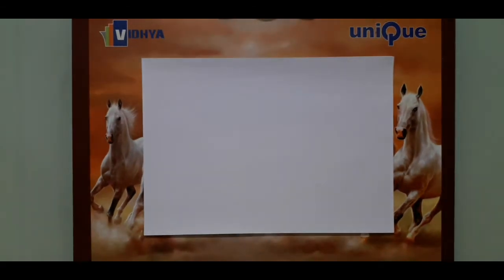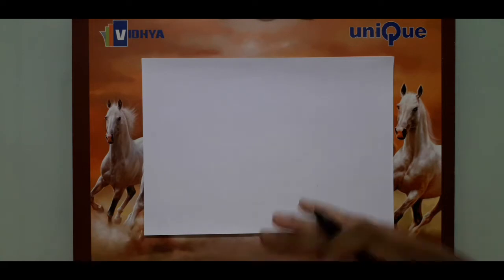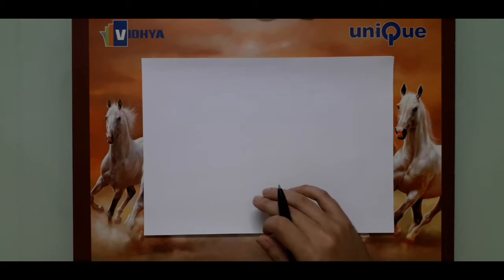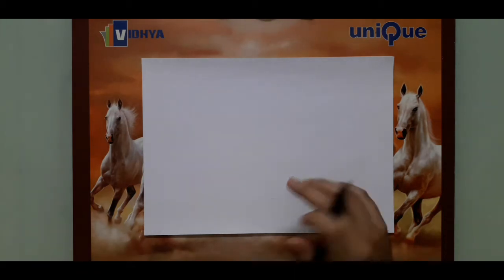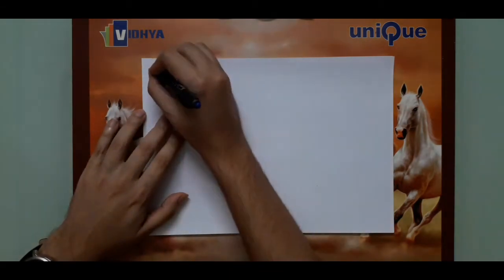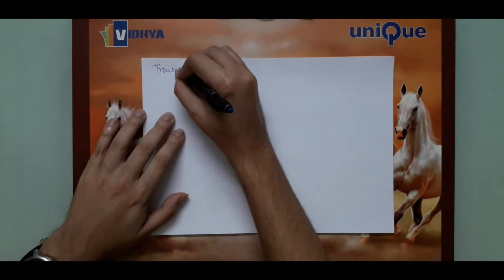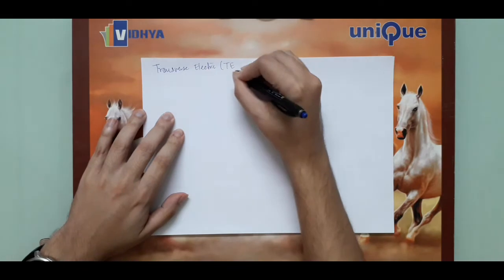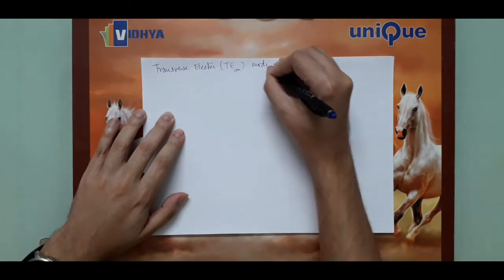In the previous class, we started the discussion on parallel plane waveguides, which is nothing but a pair of conductors kept parallel to each other, and we saw how we can guide a wave in between those two conductors, which is filled with some dielectric. So in particular, we looked at something called the transverse electric, or the TE suffix M mode of propagation.